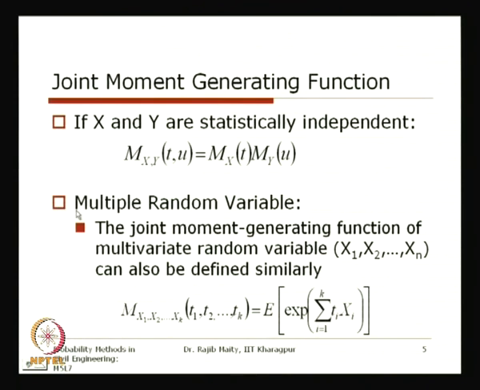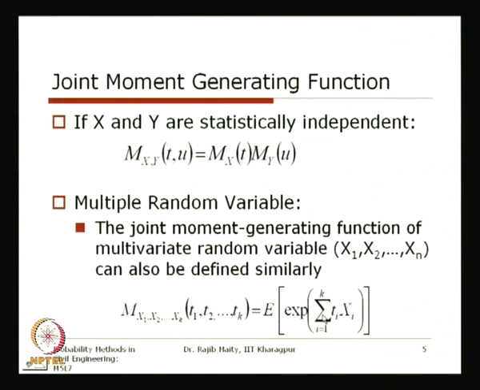Now, for multiple random variables, we simply have to extend the idea that we have seen. In case there are k random variables, then for the joint moment generating function of x1, x2 up to xk, we take the expectation of the exponential of t1 x1 plus t2 x2 plus t3 x3 up to tk xk.